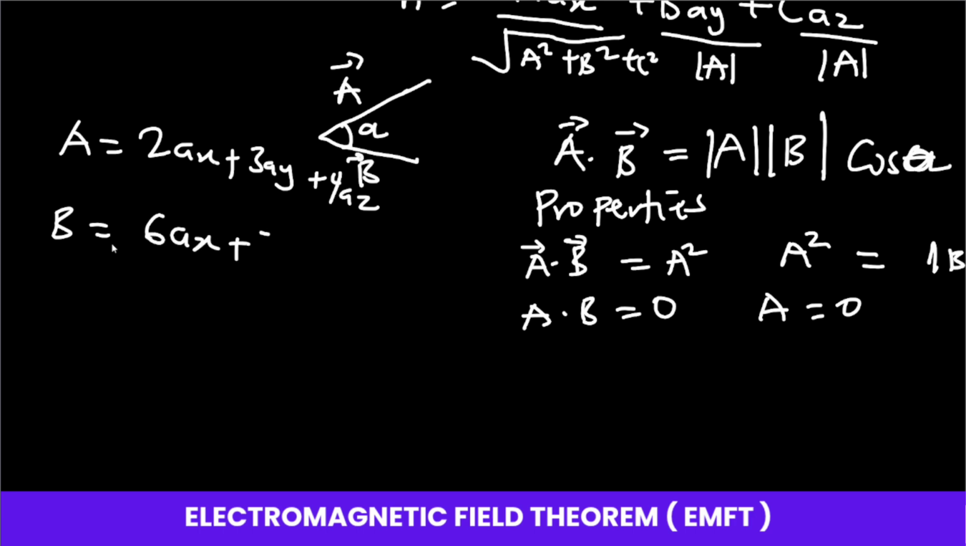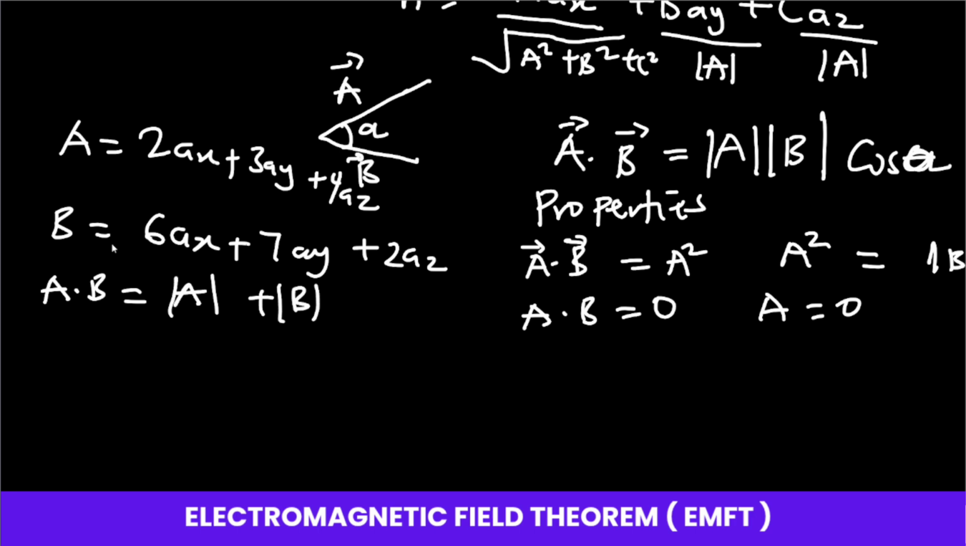6ax plus 7ay plus 2az. Now, the dot product of these two vectors is given by A dot B, which is equal to the magnitude of A multiplied by the magnitude of B, cosine angle theta, or alpha. Let me make it alpha here.